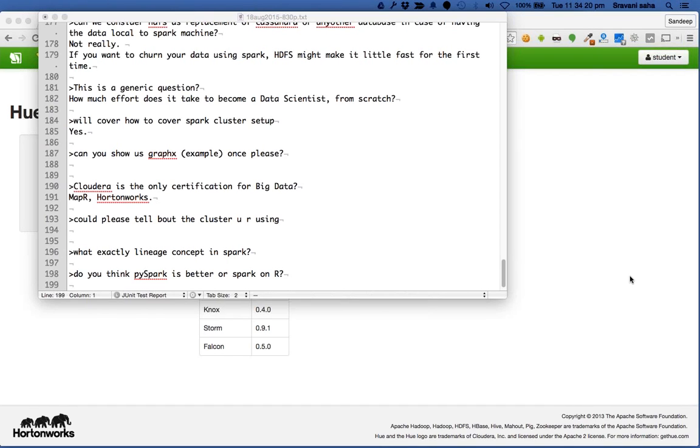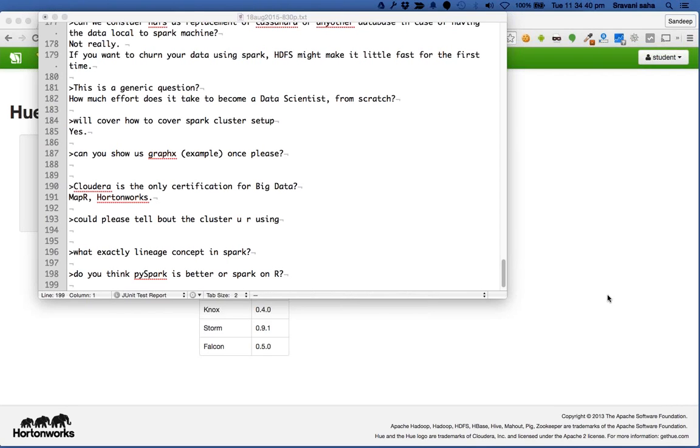Vikram's question is, after attending your course, can we get the Hortonworks certificate? Yes. Our course is aligned to both Hortonworks and Cloudera, and therefore you'll be able to appear for both and you'll be able to succeed there.